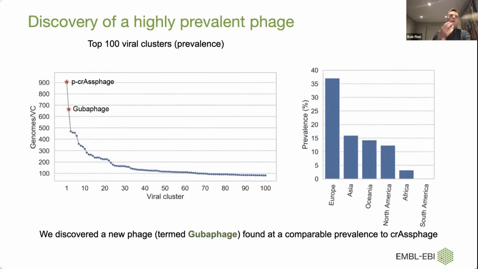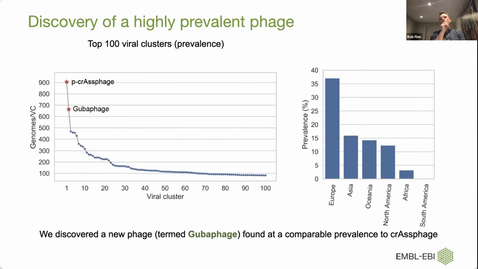When we take those 142,000 genomes, we compare those viral genomes back and test the prevalence of those. What we can ask is, out of the clustering of those contigs, which is the largest? Now, the crAssphage is well known to be highly prevalent, and that was our first and most dominant cluster, as indicated on the left-hand side of this slide. But the next one down, which is still found hundreds of times, was something called the Gubaphage. Now, this had not been noticed before.